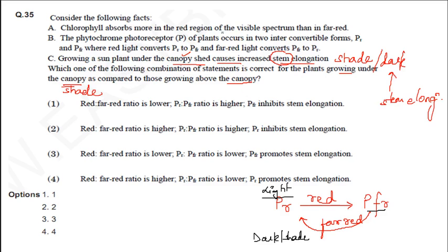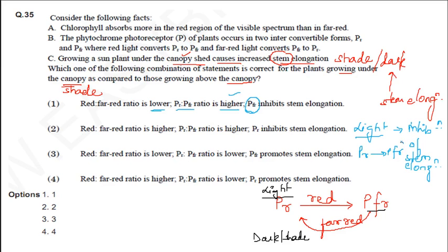PFR inhibits stem elongation. Now one thing I told you, that during light, the stem elongation is inhibited. During light, there is inhibition of stem elongation. And during light, what we see, PR is converted to PFR. So during light, PFR is more. Try to understand, during light, PFR will be more. When PFR will be more, stem elongation is inhibited. Okay, so whatever reactions occurring in light is inhibiting the stem elongation. Right? So 1 will be the correct answer.